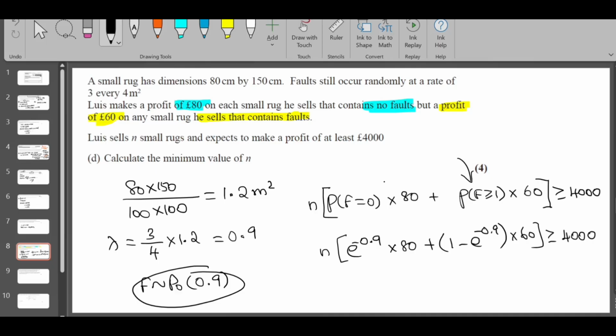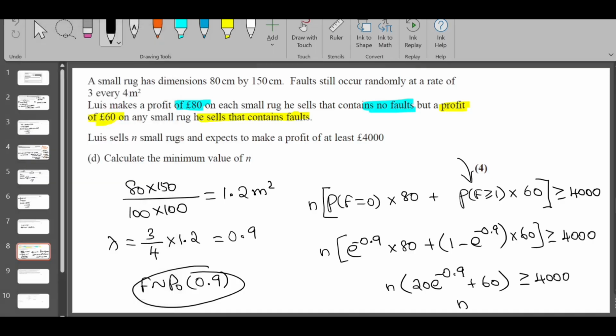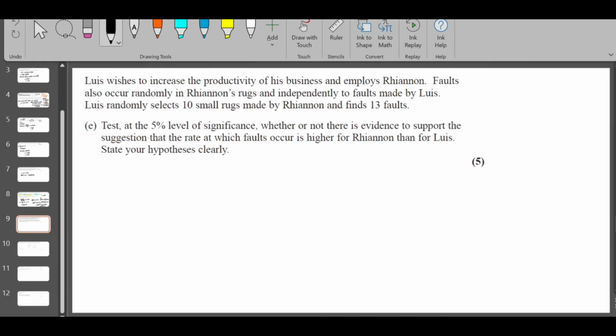So just calculate these values, divide by 4000, that's all. When you open the bracket, you'll get 80 minus 60 is 20 e to the power minus 0.9 plus 60 times n is greater than or equal to 4000. So n is 4000 divided by 20 e to the power minus 0.9 plus 60. So n is greater than or equal to 58.71, therefore n is equal to 59 is the answer. That's all.